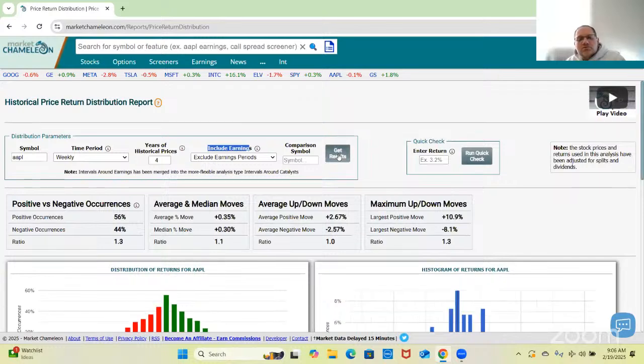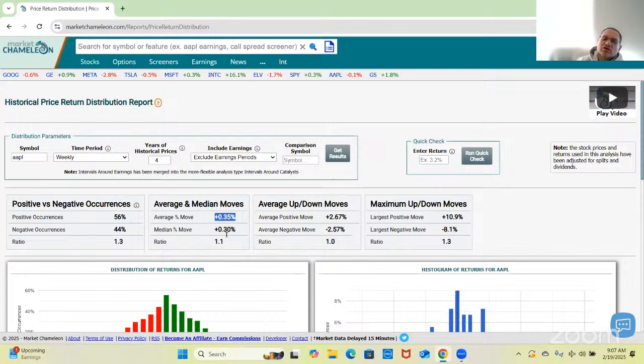So now we get these results for Apple, and we see that in the last 4 years, if we measure just week-to-week performance, 56% of the observations, the stock was up higher, positive returns, 44% lower. What about the average? So on average, the stock increased 0.35%.